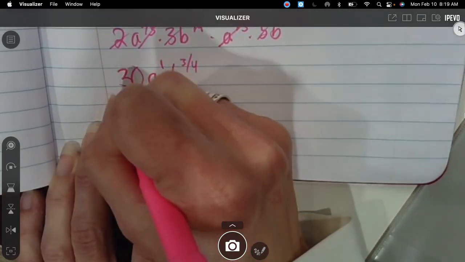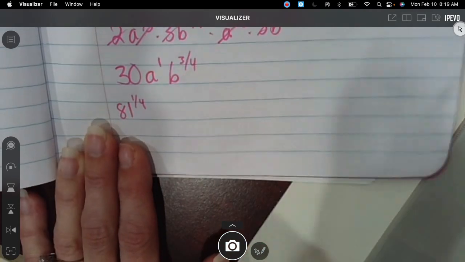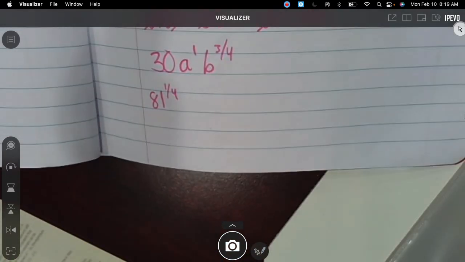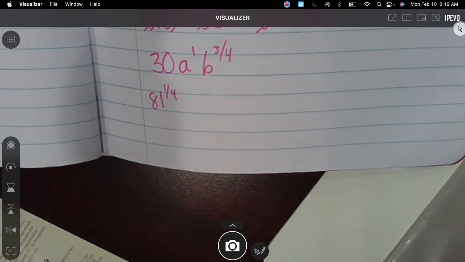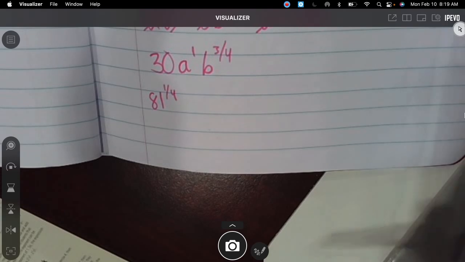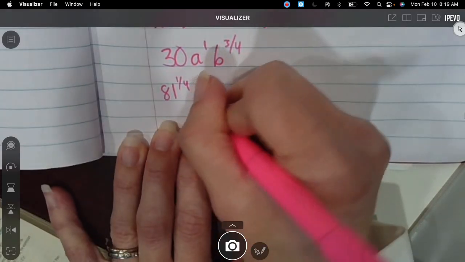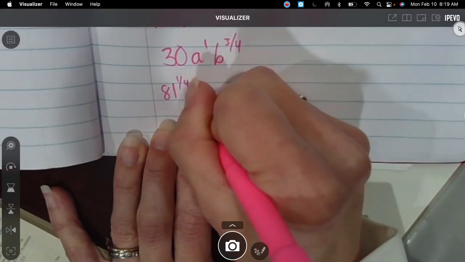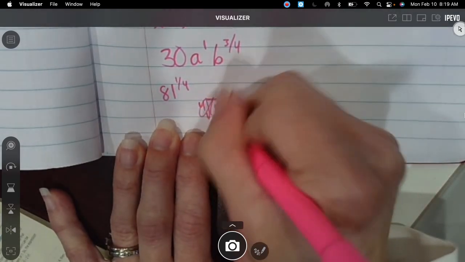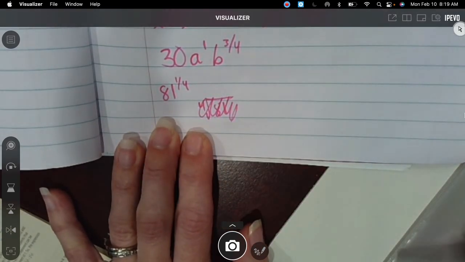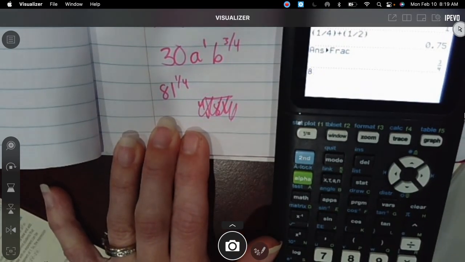What if they give you 81 to the 1/4? How would you figure that out? Anybody have a clue? I wouldn't think so. Just use your calculator for today, okay? Now in not college algebra, in algebra 2, it means it's the 4th root of 81. But y'all don't have to know that. That's what they're going to learn. You can type that in your calculator, 81.